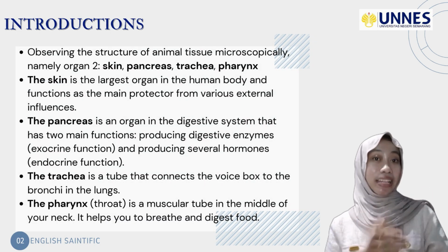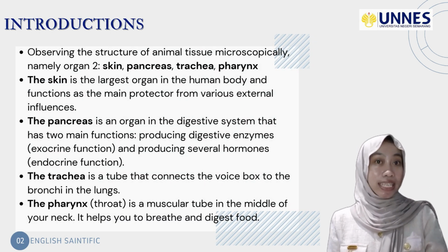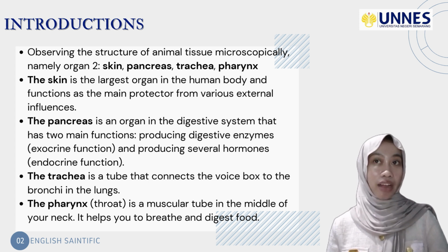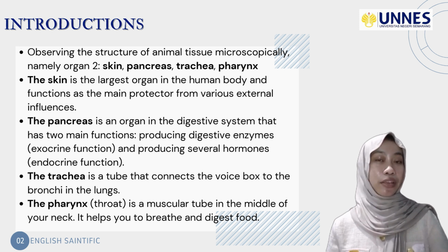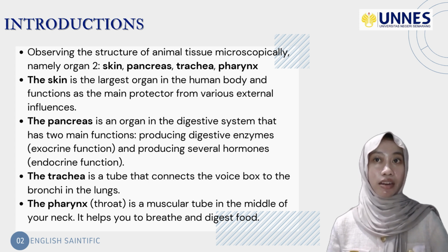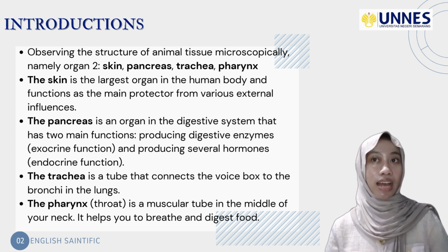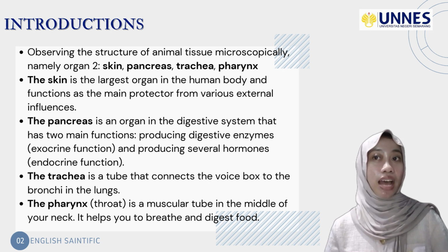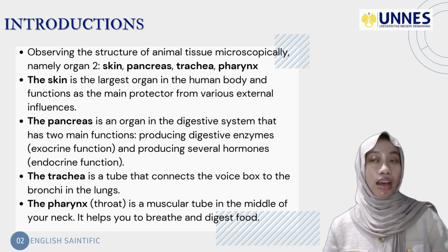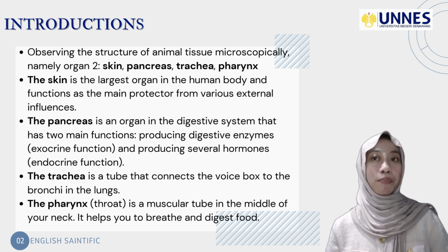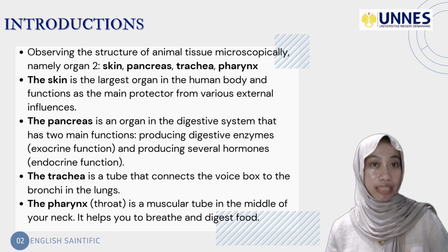So next, let me explain further about what the skin, pancreas, trachea, and pharynx are. Observing the structure of animal tissue microscopically, namely organ 2: skin, pancreas, trachea, and pharynx. The skin is the largest organ in the human body and functions as the main protector from various external influences. The pancreas is an organ in the digestive system that has two main functions. First is producing digestive enzymes in exocrine function, and producing several hormones in endocrine function.